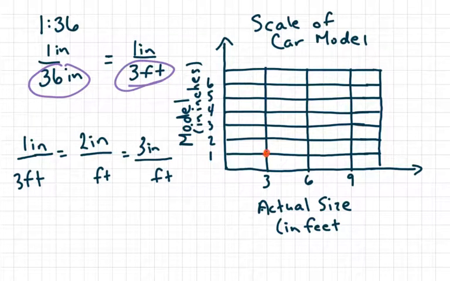So on our graph, we're going to draw a dot at 3 feet. And then if we did 2 inches, it's going to land us at 6 feet. And 3 inches at 9 feet. Because 3 times 2 is 6, 3 times 3 is 9. Okay? And then if we wanted to keep going up, we could do 4 inches is 12 feet. And we can keep on going up. And we use a straight edge to draw our line. And you will notice that the line is always straight because it's always proportional.